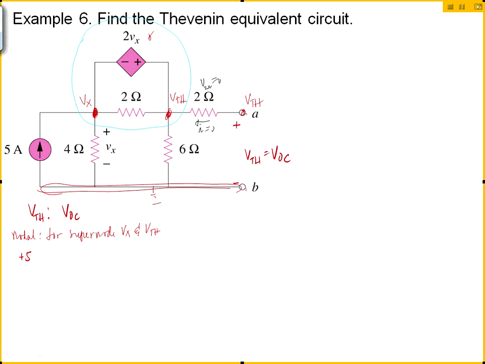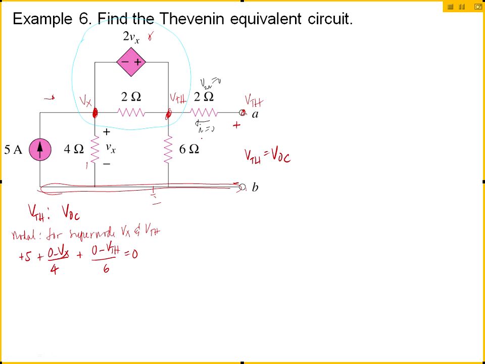First term, positive 5. Second term, 0 minus Vx divided by 4. Third term, whoops, no. You only look at contributions of currents entering your shell. The 2 ohm is completely inside your shell, so you don't account for that. So we only have one term left: 0 minus V Thevenin divided by 6. Anything else? No, because that 2 ohm doesn't have a current. Okay, that's my first equation.